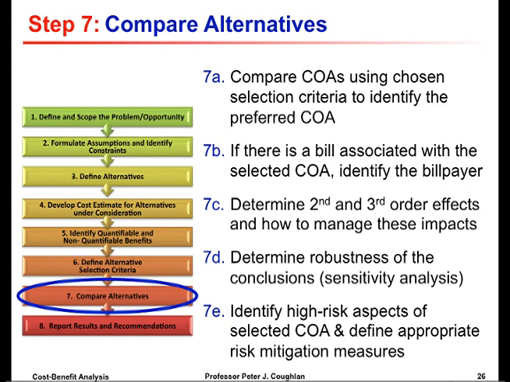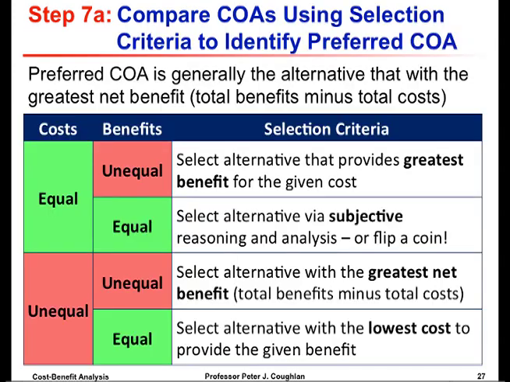Now, let's focus first on, of course, 7A. 7A is the actual comparison, right, and how we choose. We've already sort of said, I can give you other examples, but here's the simple case, that when things are monetizable, and whenever possible, the preferred course of action would be the one that has the greatest net benefit, total benefits minus total costs.